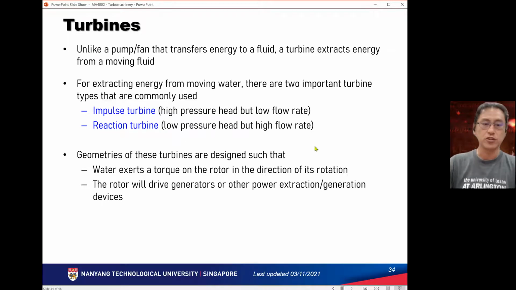What happens is, the geometries of turbines, in this case, are designed such that water will exert a torque on the rotor in the direction of these rotations, and these rotations will rotate the rotor, and this rotor will drive dynamos or generators to produce electricity. So by and large, that's the function of turbines.